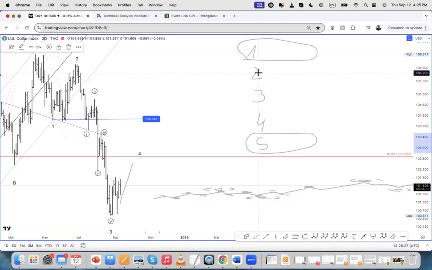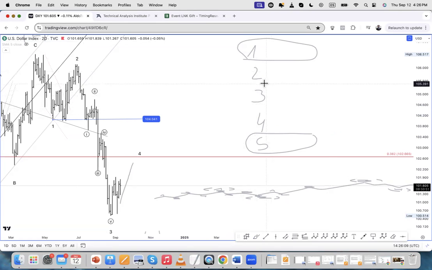So the first rule is that wave 2 can never move beyond the origin of wave 1. That means that, well, let's say that we have wave 1, wave 2. Well, if it goes like this, if it moves 1 tick, 1 pip below the origin of wave 1, we cannot label this as 1 and this as a 2, because wave 2 can never travel more than 100% of wave 1. That's the rule that applies to 2. Wave 2 can never travel more than 100% the distance traveled by wave 1.